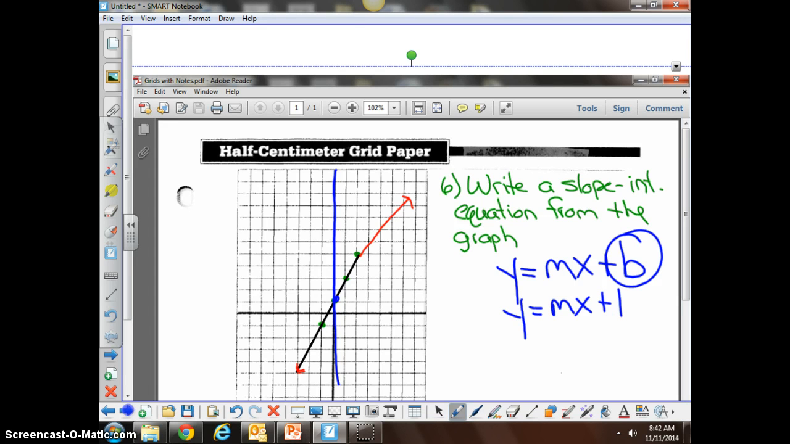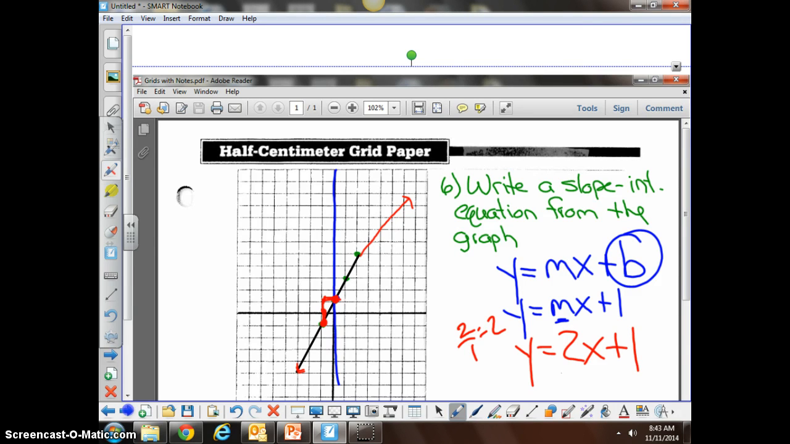Okay? Slope. My slope is rise over run. I have points plotted on the graph. I have a point plotted here, and I have a point plotted here. So let's just do a rise and a run. I rose up 2 spots, and I ran 1 spot. So my slope is 2 over 1, which equals 2. My final equation is y equals 2x plus 1.